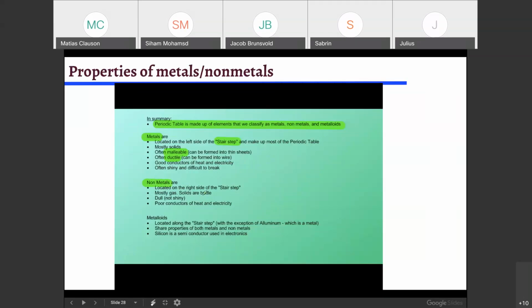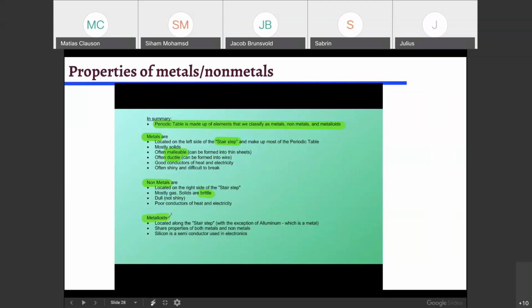Nonmetals are located on the right side of the stair step. Most of them are gases. The ones that are solid are brittle. They are dull, not shiny, the exact opposite of the metals. They are poor conductors of heat and electricity. We call that property, they are insulators.